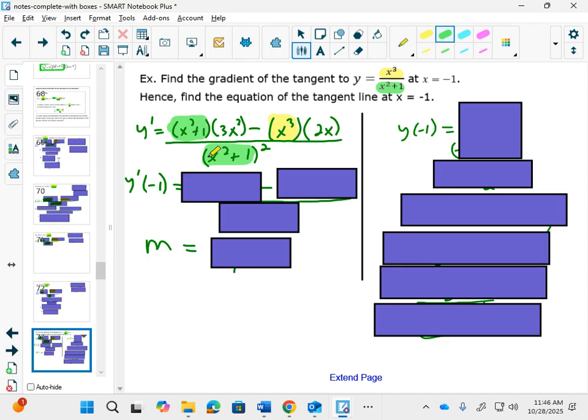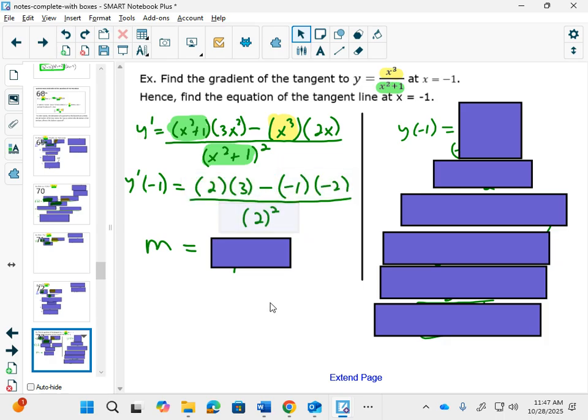This equation is the equation of every slope of every tangent at every x value. Which slope are we looking for? We're looking for the specific one when x is minus 1. So now I just need to take my derivative, and wherever I have an x, plug in a minus 1 and do the mental math and simplify it, and I get a slope of 1.